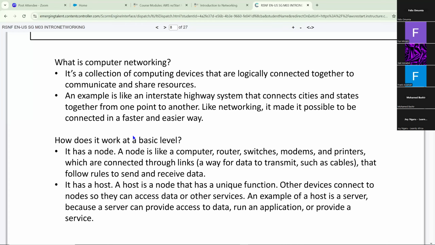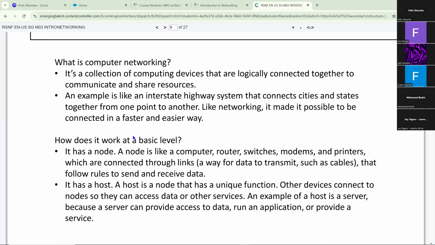It has a node. A node is like a computer, a router, a switch, modems, printers, which are connected through links, a way for data to transmit, such as cables. For example, you can connect your computer to your router, maybe through a LAN cable or an Ethernet cable. Then that follows rules to send and receive data. All of this has rules that are already defined that make it possible for these devices to share data, either to send, receive, or stuff like that.